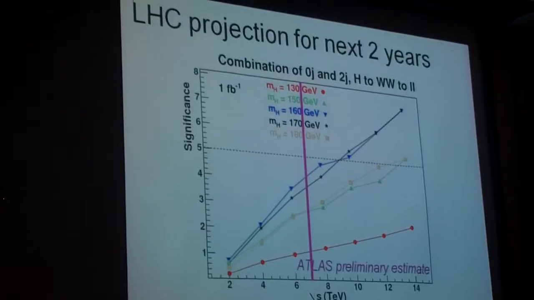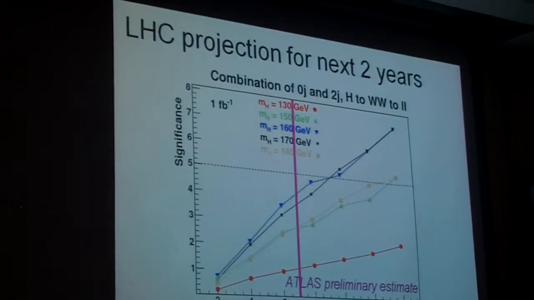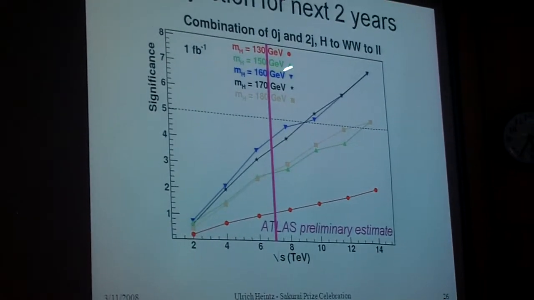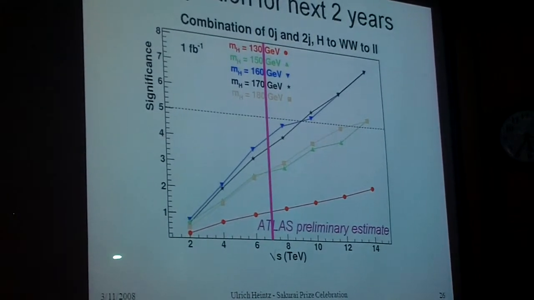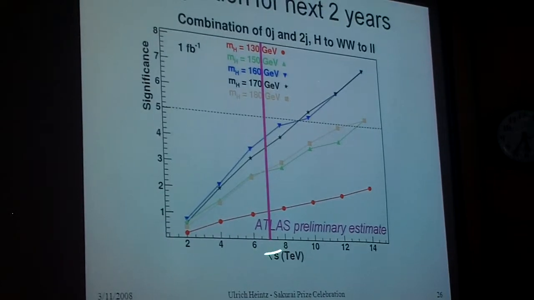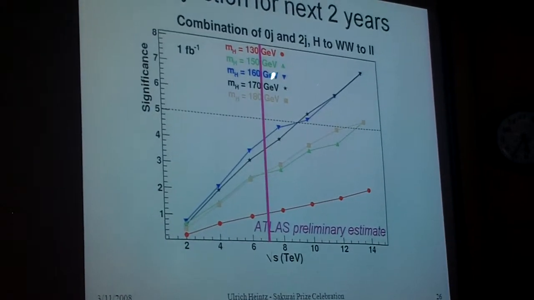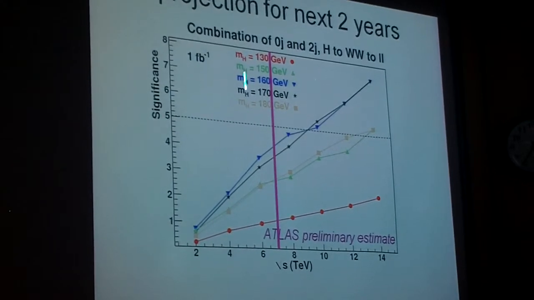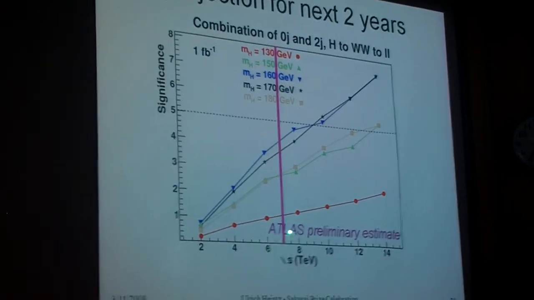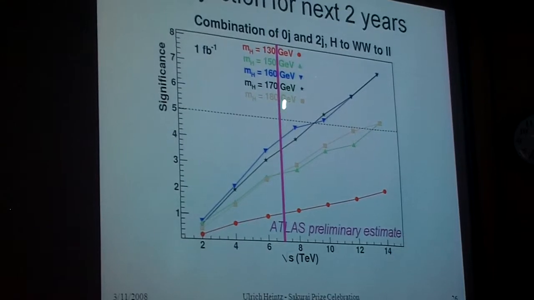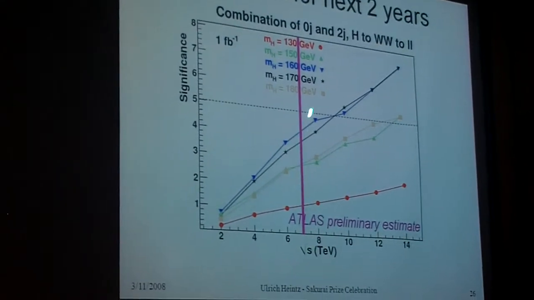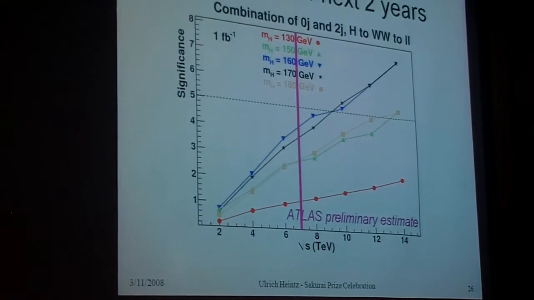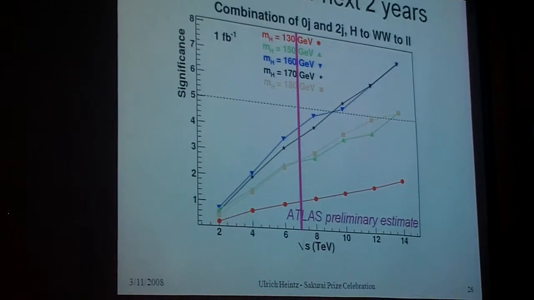From ATLAS, I don't quite have a comparable plot. They haven't released those yet, but they have this plot here where they look for the Higgs to WW decay mode. This is the center of mass energy, so 7 TeV would be here. This is the significance of a signal that they could see with 1 inverse femtobarn of data, and these lines are for different Higgs boson masses. And with 7 TeV, you can't discover any of these mass ranges at 5 sigma.